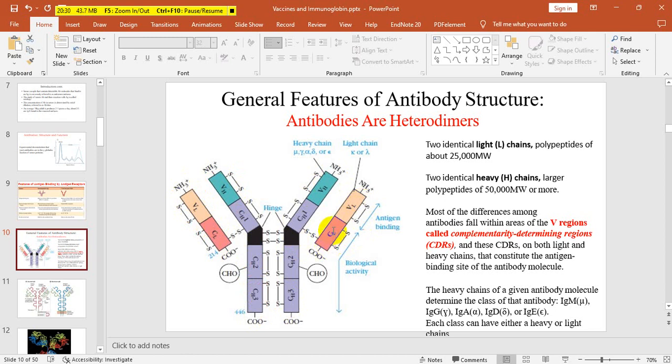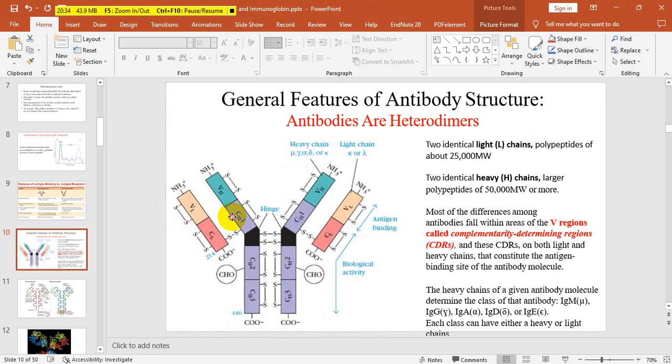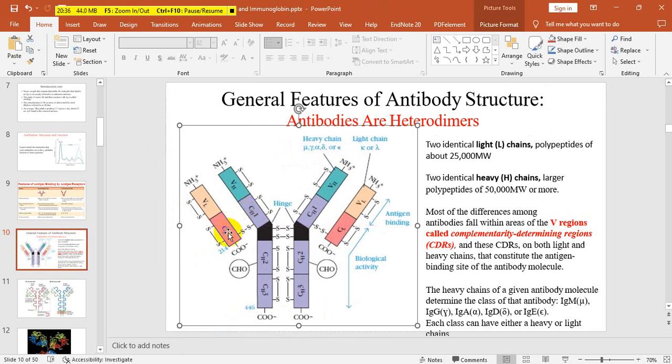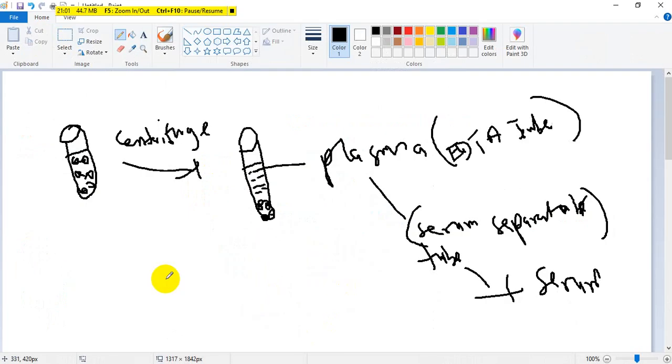That's why you are seeing CL. CL means constant light chain. Then the variable light chain. Then this one is variable heavy chain, then constant heavy chain. The reason why this side and this side are variable is because their level expands. They open their mouths to accommodate the antigen.